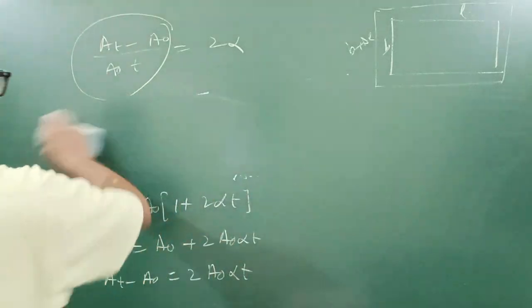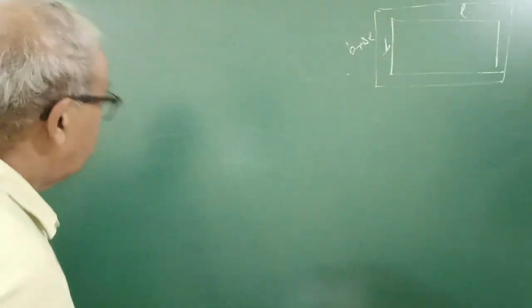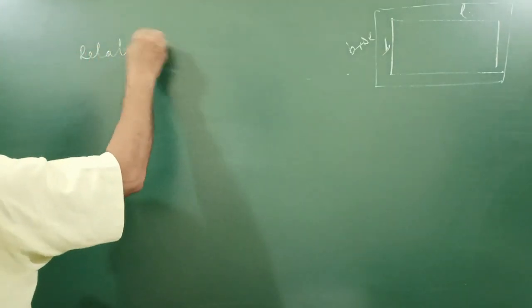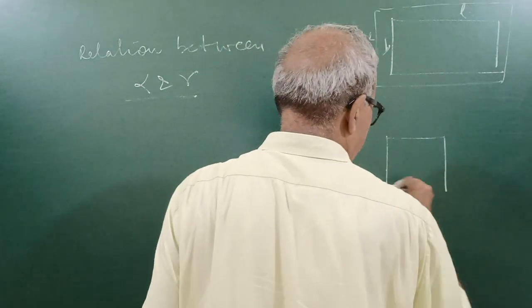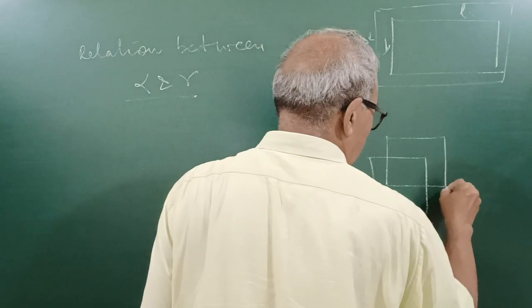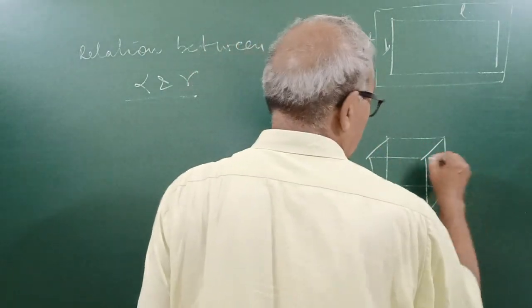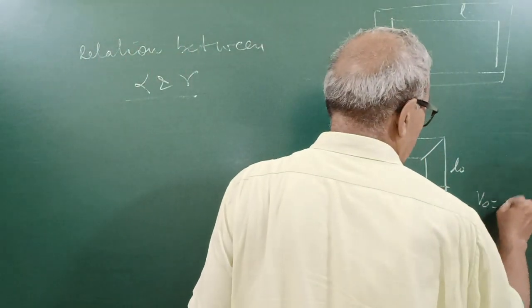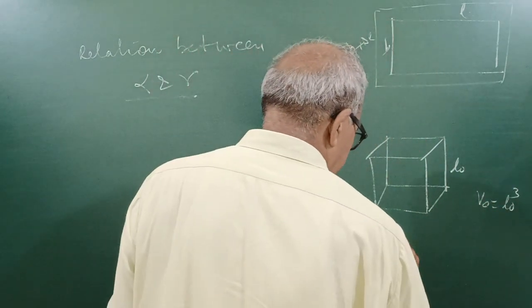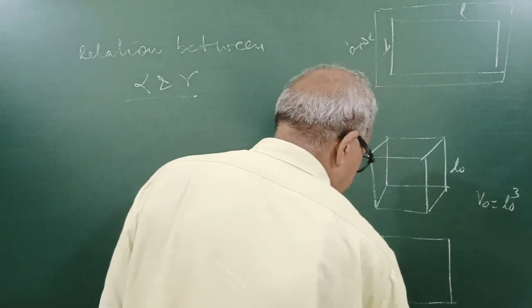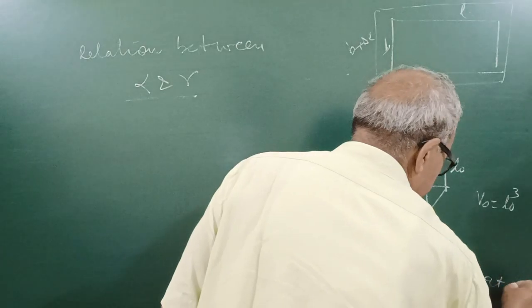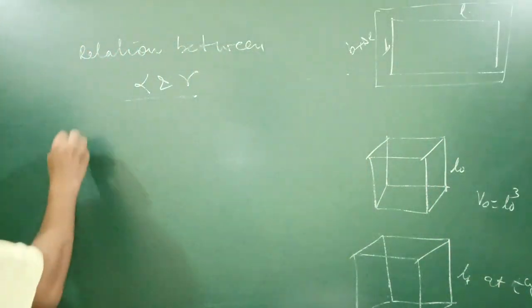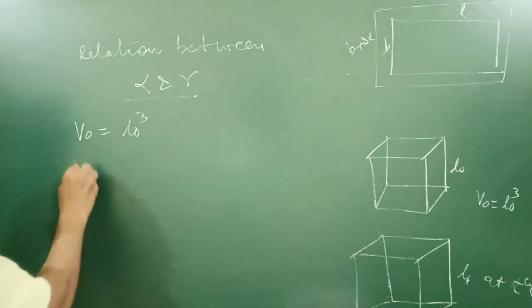Now the relation between alpha and gamma. We are taking it for solids. Suppose again we have a cube whose each side has length L0 at 0 degree centigrade. It is a cube, so volume V0 will be L0 cube. Now we raise the temperature and suppose its length, breadth and height become LT. So V0 is equal to L0 cube and Vt will be LT cube.